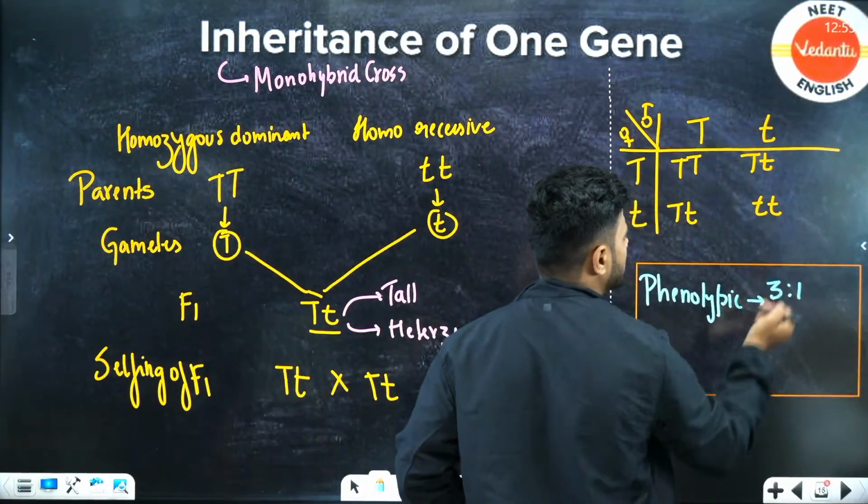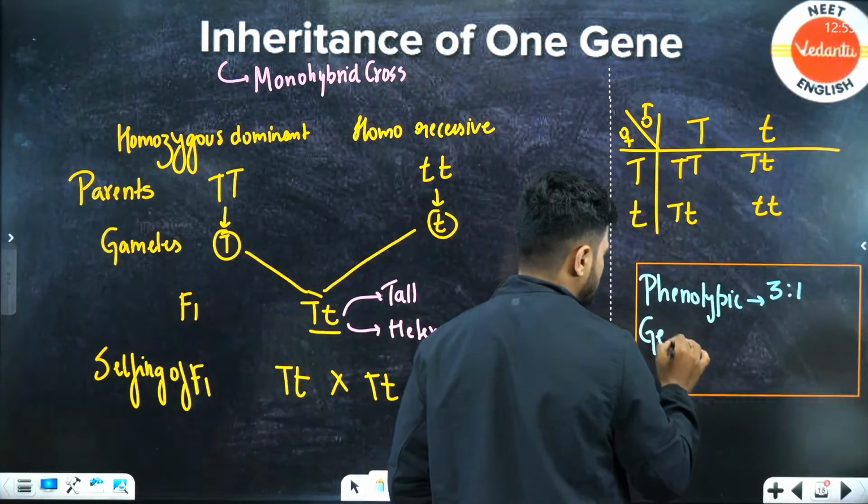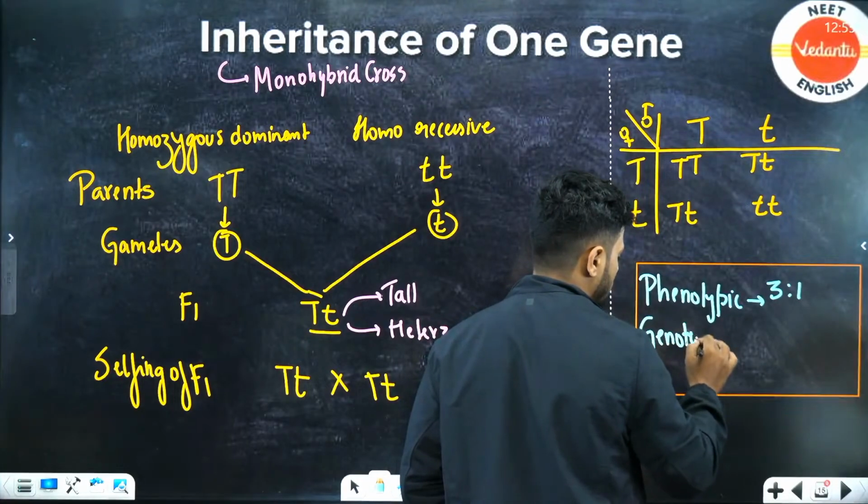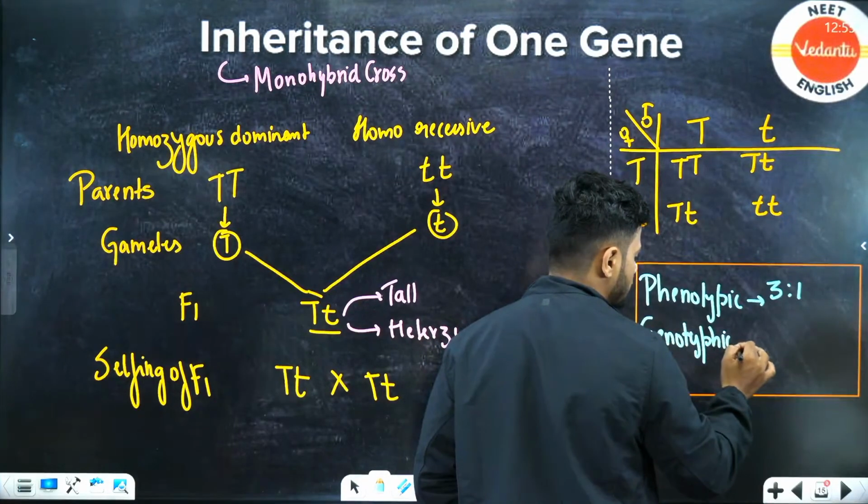3:1 is going to be dwarf. Now the genotypic ratio. What is going to be the genotypic ratio, students?